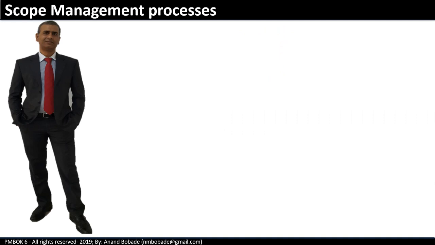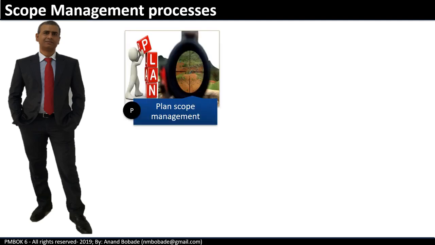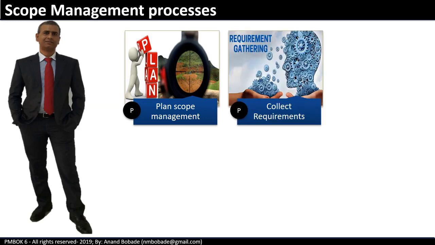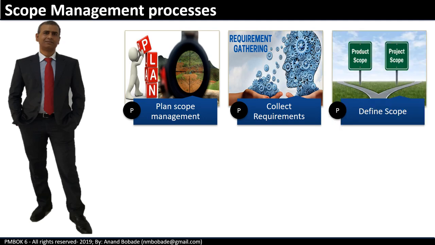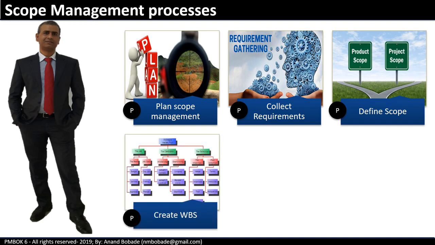Before getting into details, let's do a quick review of all the processes inside scope management knowledge area. So first process is plan scope management, part of the planning process group. Next, collect requirements. This is where all the requirements will be collected, again part of planning. Next is define scope. This is where the project scope statement will be created, and this is the process that we are learning in this session. Next is create work breakdown structure. This is where the scope baseline will be finalized, again part of planning.